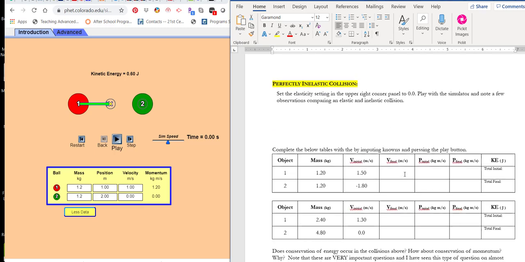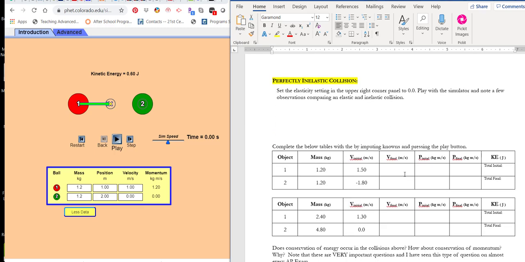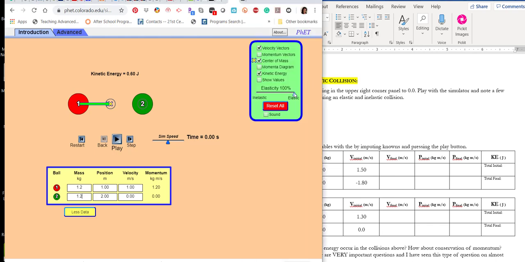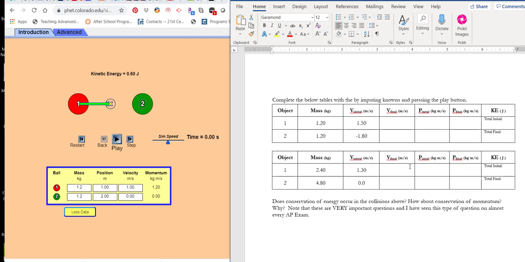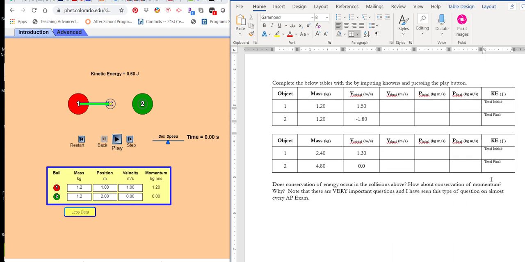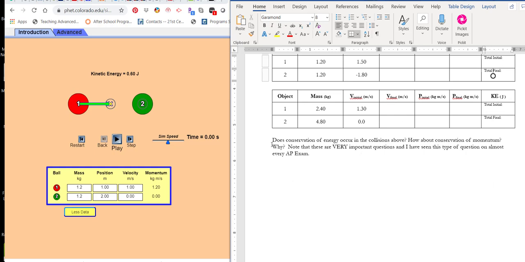All right, now on to perfectly inelastic collision. So make sure over here you set that inelastic collision all the way down to the end right there. And you follow the same kind of analysis here, but keep in mind they're going to stick together afterwards. So please make sure you fill out what's happening here, total initial kinetic energy, and final. Do those 2 cases and then answer this question.